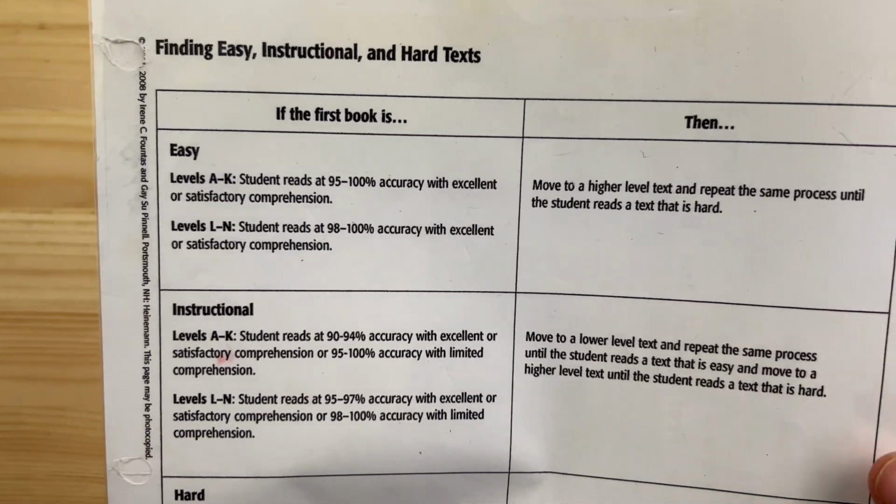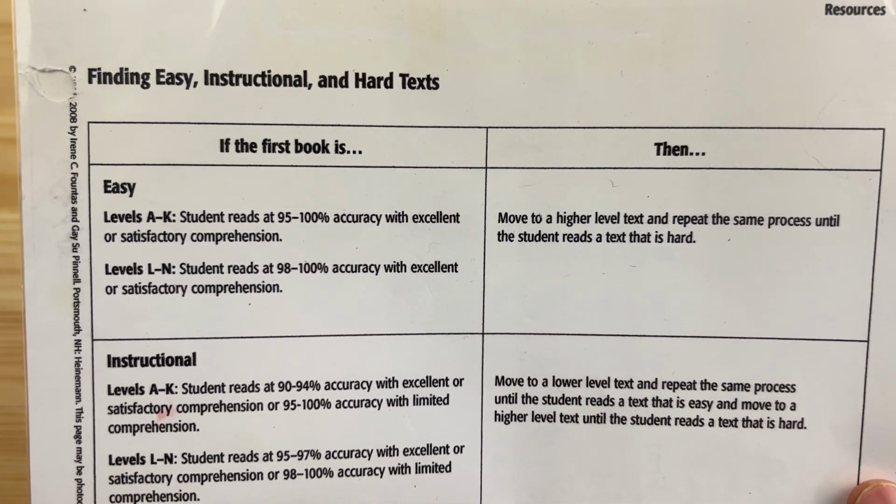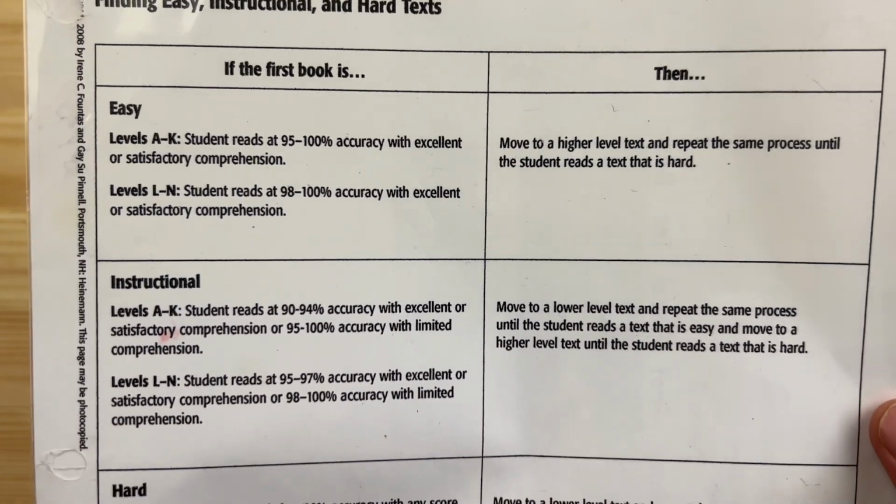Depending on how they do with their comprehension, this could be technically an easy book for them, even though they've made 10 errors. If they have anything below that, then it starts to be into the instructional level, or it could be too hard. So that is your accuracy rate.